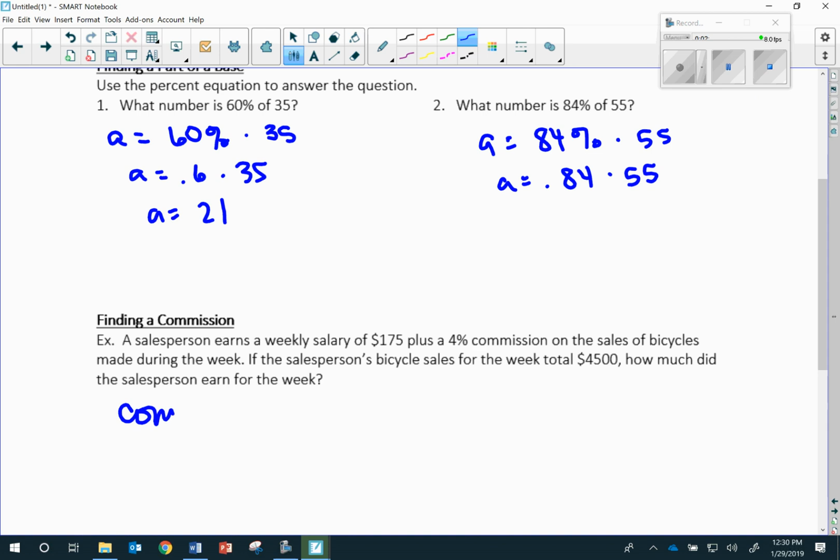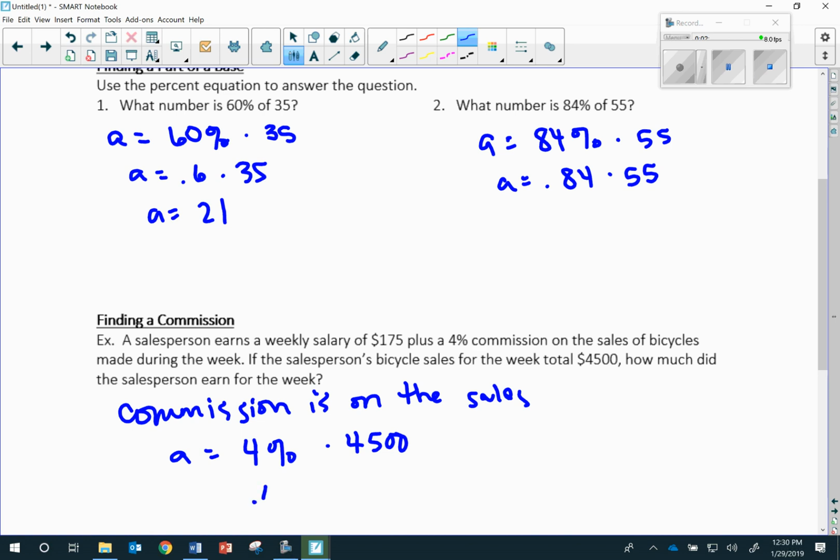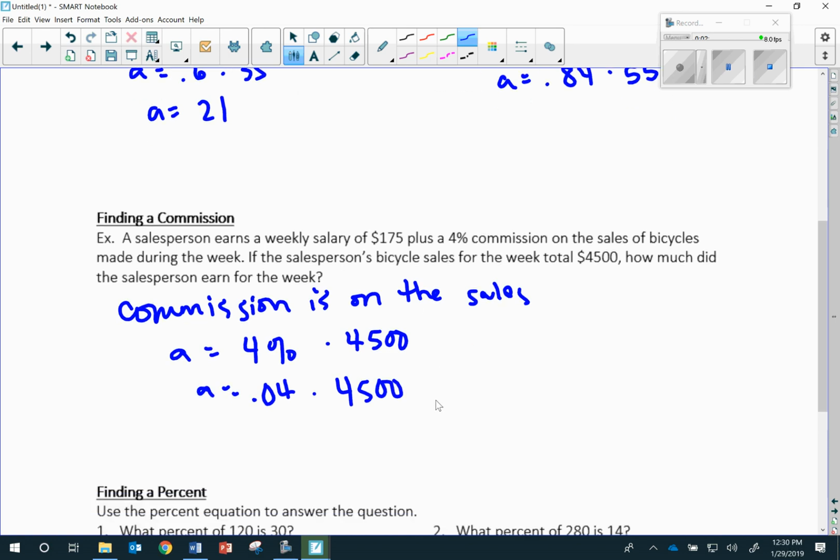So commission is on the sales. So we're going to have A equals 4% of 4,500, which we know that means to multiply. 4% changes into 0.04 or 4 hundredths times 4,500. We then find A to equal $180 when we multiply 0.04 times 4,500. So their commission is $180.